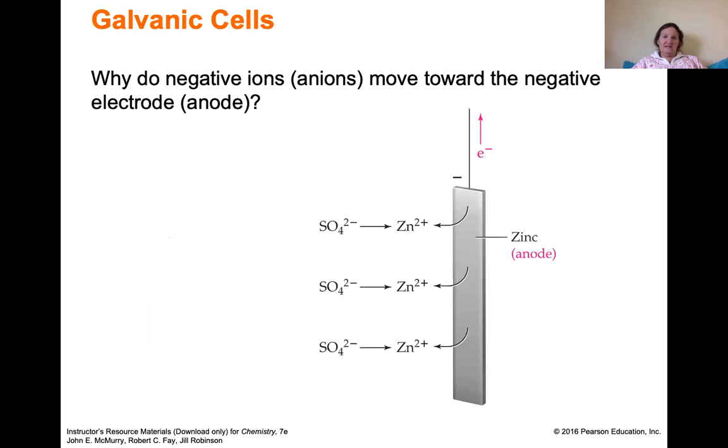So why do negative ions move towards the negative anode? So this is just showing you that if this is the anode, where you have loss of electrons, then as the zinc solid electrode loses electrons, it puts a positive cation into solution, and therefore a negative ion is going to move to that surface to balance the charge.